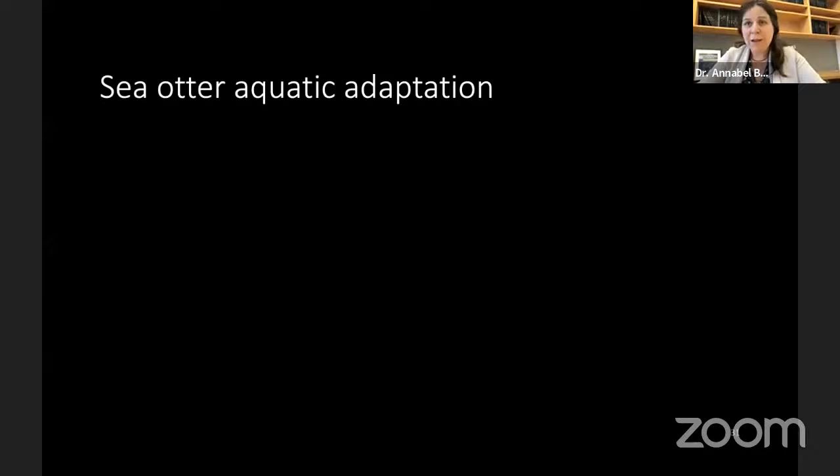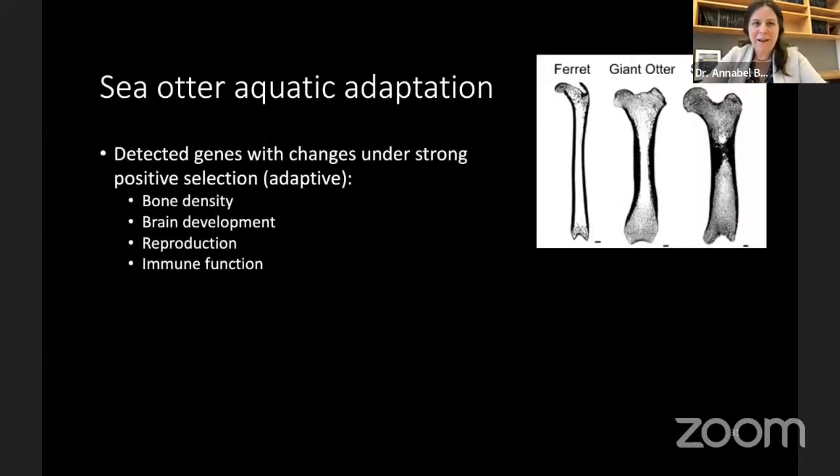I'm just going to do a short summary of what we found, since we could go on about this all day. But one thing we were really interested in is that we found signals of changes in sea otter genes related to bone density, brain development, reproduction, and immune function. Bone density was one we were most excited about. Remember, I showed you this picture before about just how dense and highly mineralized sea otter bones are in order to enable them to dive deep. And we think we actually detected the changes in particular genes that might underlie this amazing adaptation.